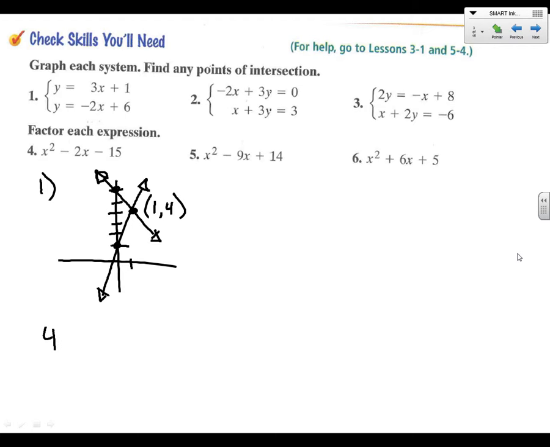All right, and then the next section for 4, x squared minus 2x minus 15. What multiplies to negative 15 and adds to negative 2? Negative 5 and positive 3 would be the factors there. So go ahead, pause the video, do 2, 3, 5, and 6. Press play when you're ready to go.